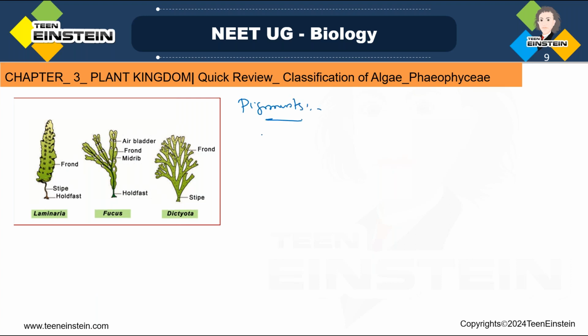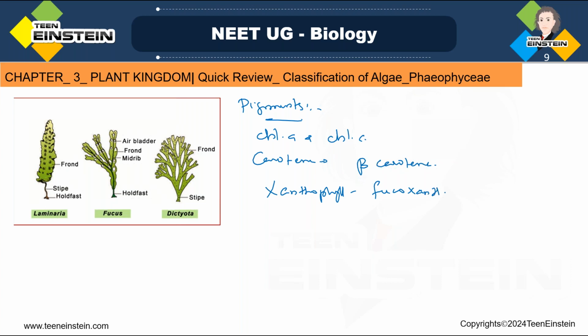Pigments: chlorophyll a and chlorophyll c, you can say in this one. In which one? In brown algae or phaeophyceae. Clear? And carotene, you can see only beta carotene. Only beta carotene is present. Then xanthophylls, mainly fucoxanthin is present. Fucoxanthin is present. Okay.